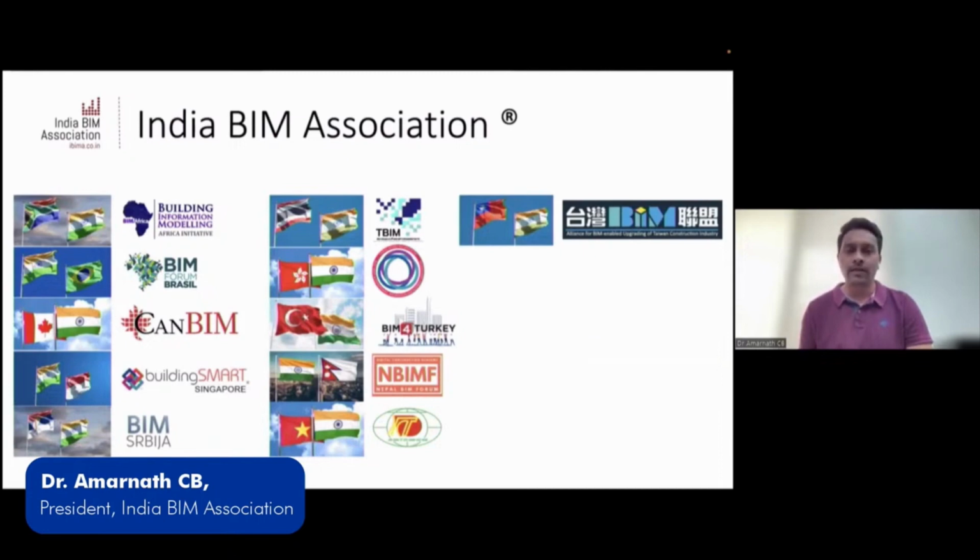We have also set up strategic MOUs with multiple countries' BIM forums and councils. Today you have roughly 40 countries having BIM forums and councils, wherein we have made an MOU with Brazil, Africa, Canada, Singapore, Serbia, Thailand, Hong Kong, Turkey, Nepal, Vietnam, Taiwan, and a few more countries. The key agenda of these MOUs are to drive the ecosystem, education, networking, and also standardization and other areas.